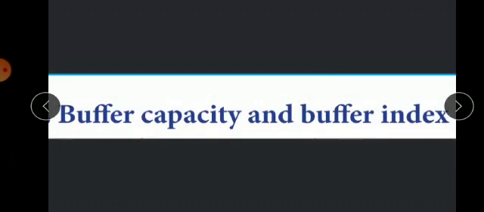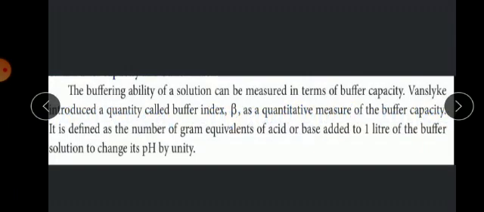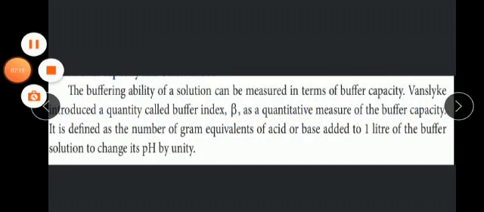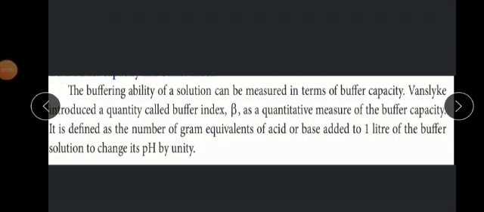Now, buffer capacity and buffer index. The buffering ability of a solution can be measured in terms of buffer capacity. Van Slyke introduced a quantity called buffer index beta as a quantitative measure of buffer capacity. It is defined as the number of gram equivalents of acid or base added to 1 liter of buffer solution to change its pH by unity.